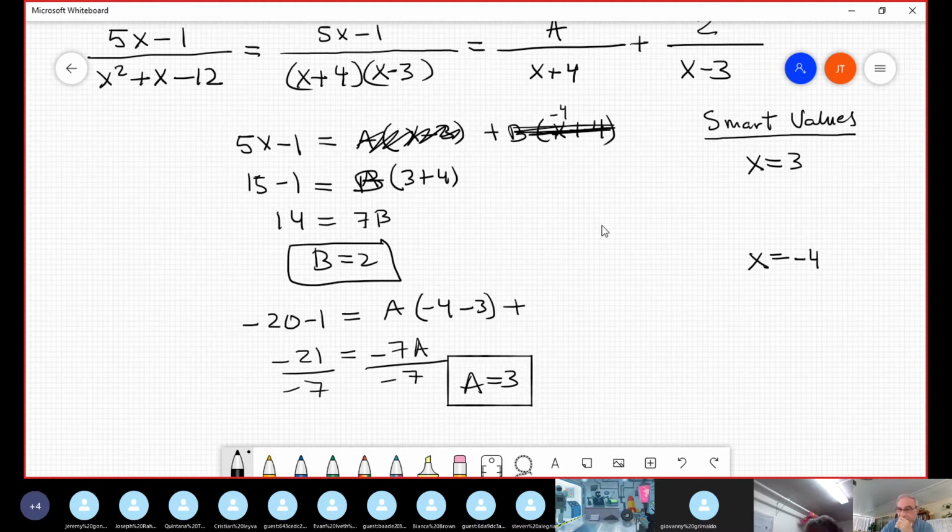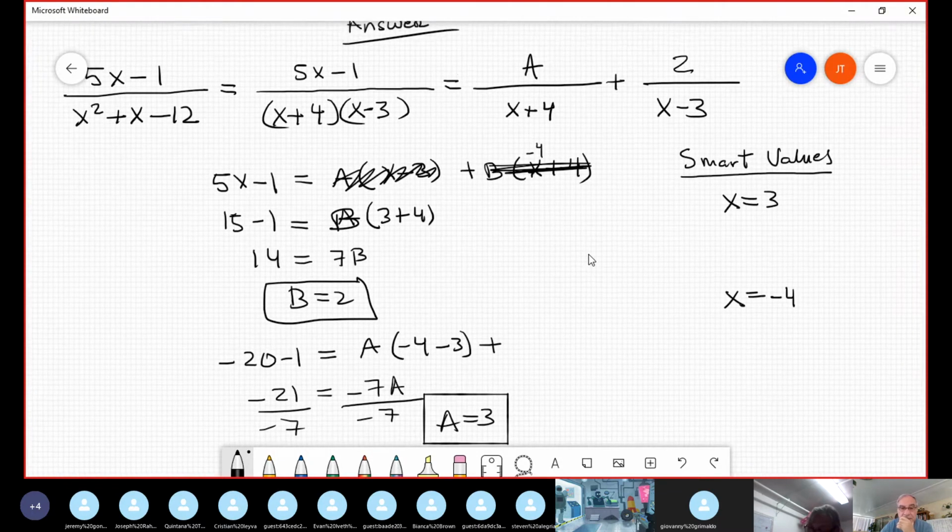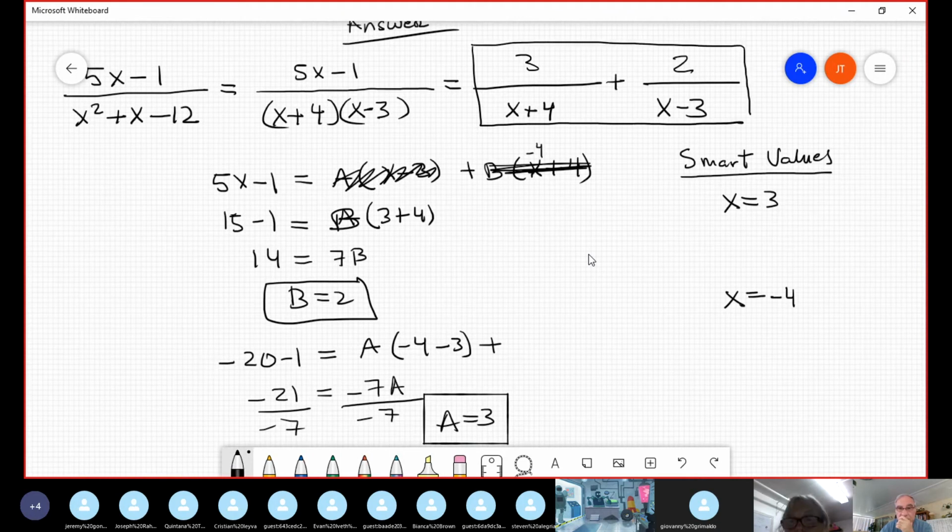I come back to the beginning of my problem. I erase that letter, and the answer is 3. And this is my final answer of the partial fraction decomposition. And so my goal now is to show you how we do this job using Wolfram Alpha. Let me try using Wolfram Alpha.